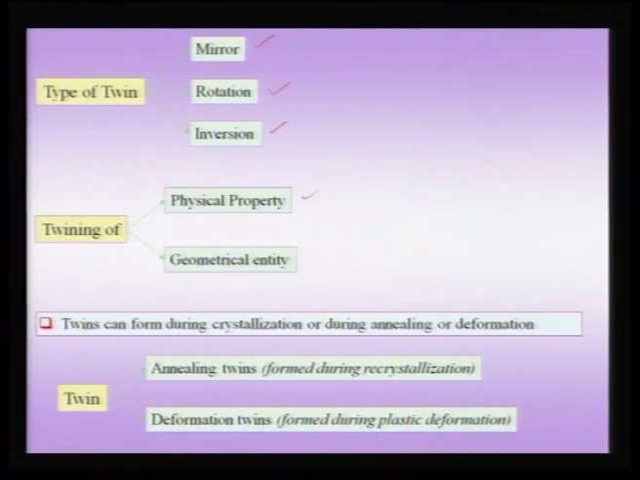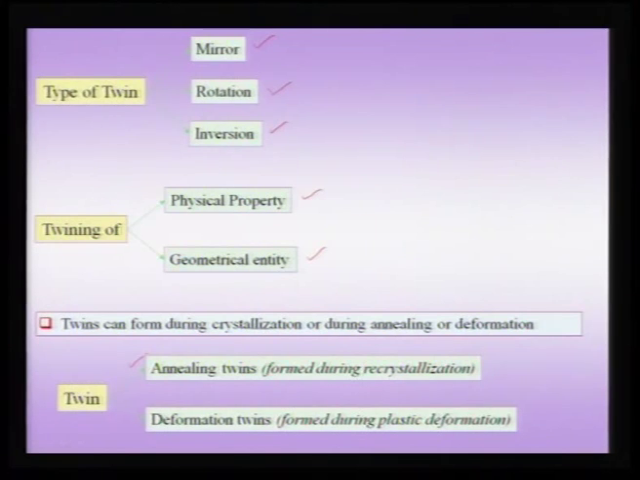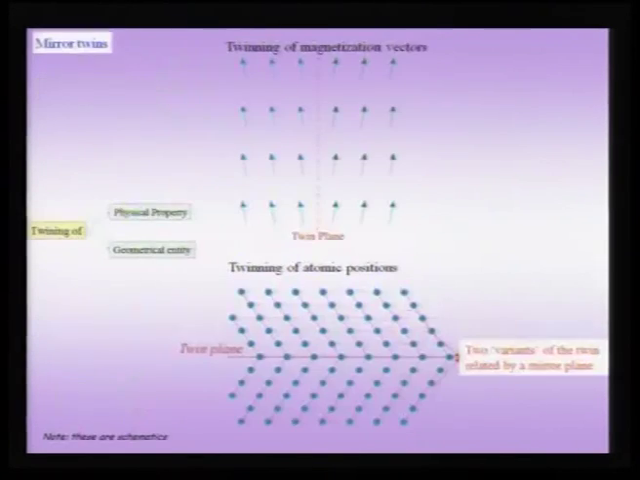Twinning can be with respect to a physical property or a geometrical entity. Additionally, twinning can also be classified by the process by which twins are created. Twins can be created during annealing, like we had seen in the case below of cold worked copper. But twins also can be created by deformation, which I told were the twins which accommodate plasticity. Therefore, you can have annealing twins, which are created during recrystallization, or you can have deformation twins, which are created during plastic deformation of a material.